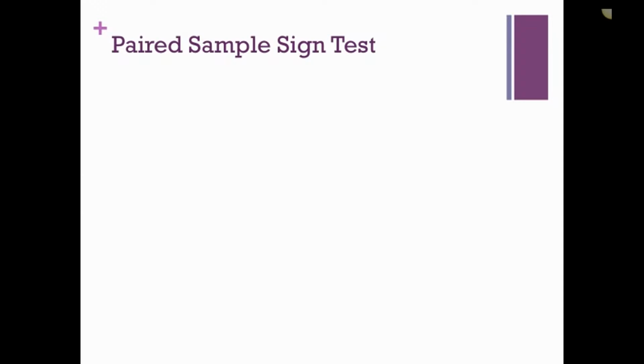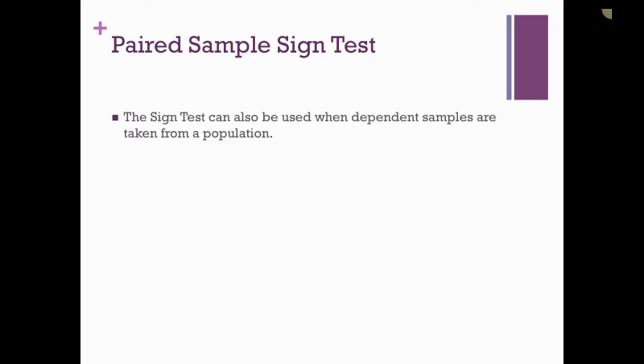Now, up until this point, we've looked at this sign test in terms of single samples. But we can also perform what's called a paired sample sign test. And in a paired sample test, we've got 2 different dependent samples of data that are taken from the same population. Typically in statistics, we call these paired sample tests before and after tests because we're looking at some effect before and after an event or a circumstance in this population.